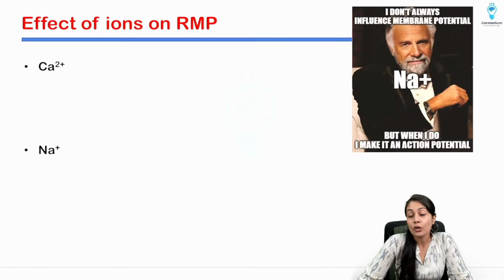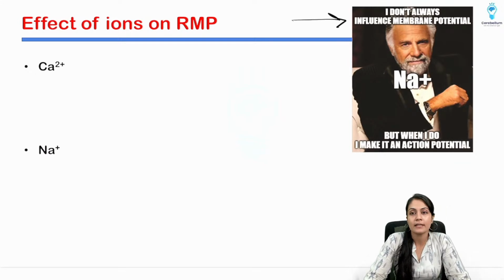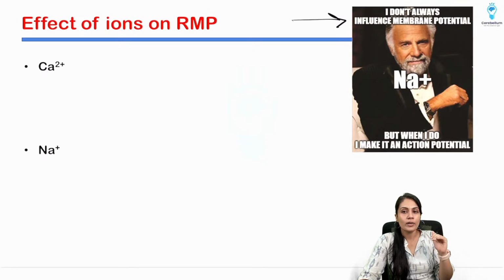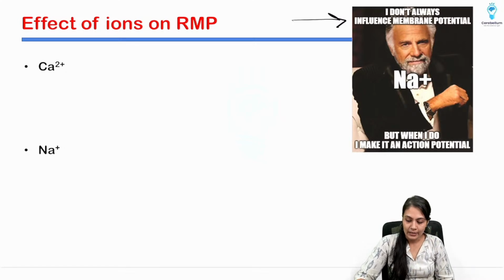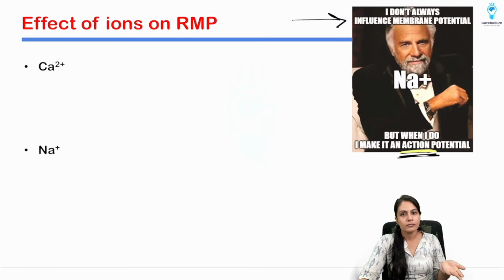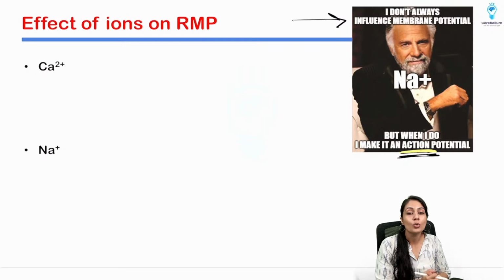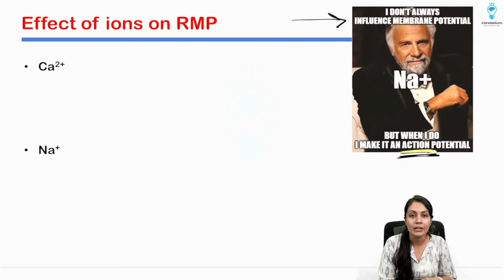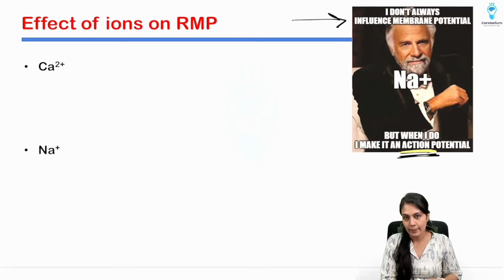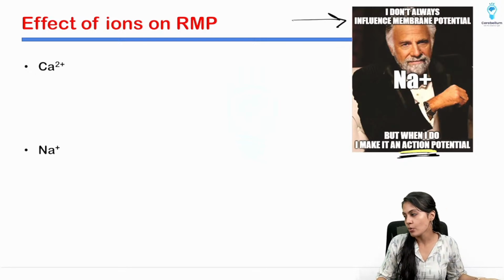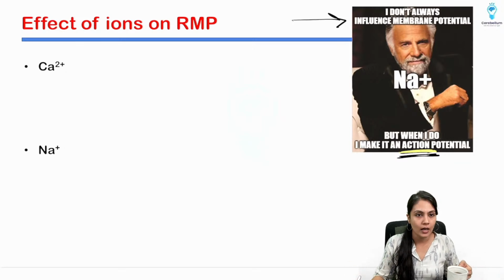Coming to the effect of ions on the RMP, what this meme is telling you is: I don't always influence the membrane potential. No, I don't always do that, but whenever it comes to the action potential, definitely it is going to make changes, right? So the message it wants to give us is that sodium has no effect whatsoever on the RMP. Why? You have to answer me in the comment box. Give me the answer in the comments box. I'm going to wait to see why sodium doesn't affect the RMP.